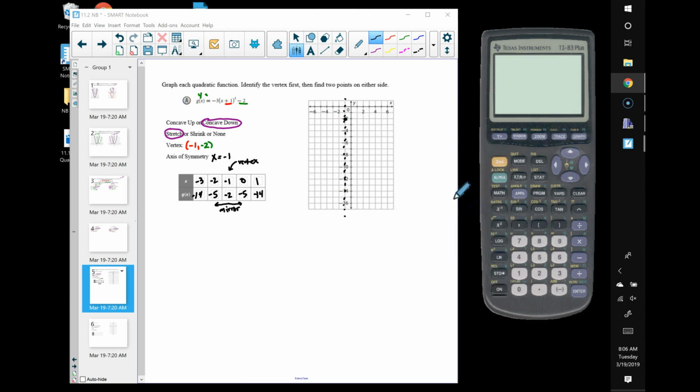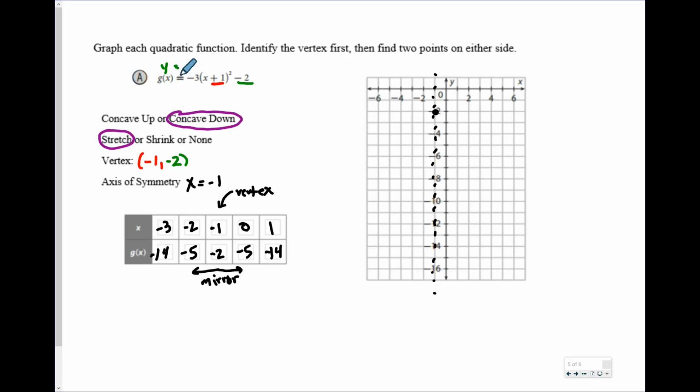It's pretty cool. That's if you don't have a calculator. So now that I know these points, now I can plot them. I've got -2, -5, so that's that point right there. And -3, -14 is this point down here. Now, since it's a mirror, I know that my points are going to just be the same way across the axis of symmetry here, so I know I've got a point right here.